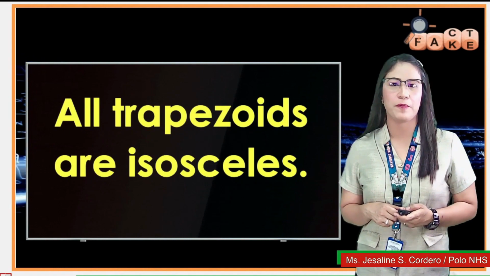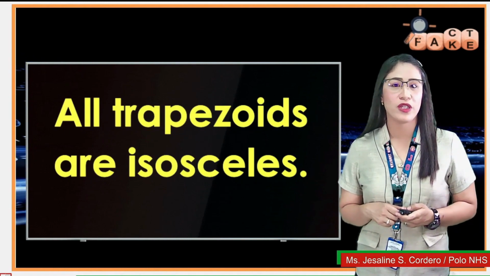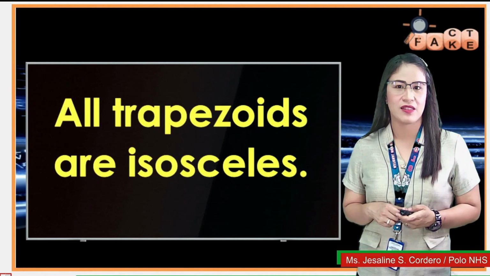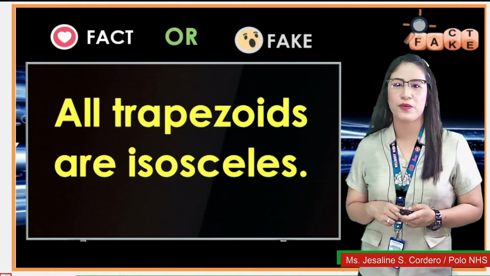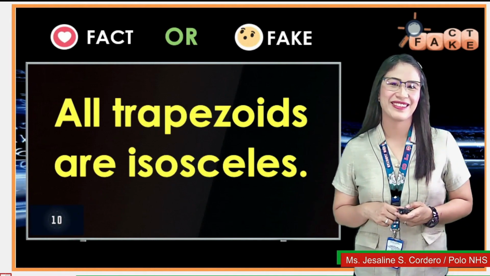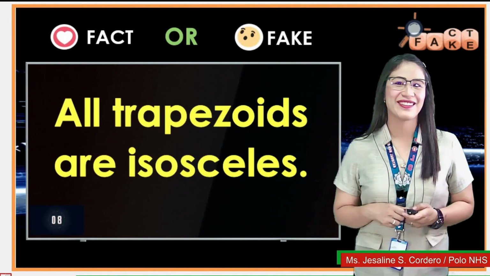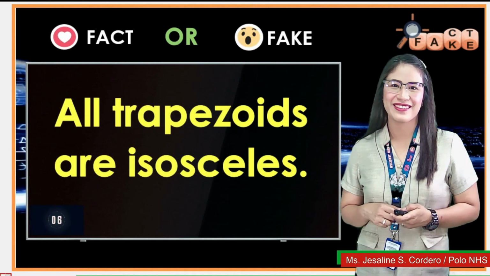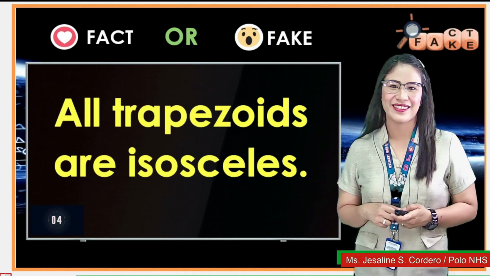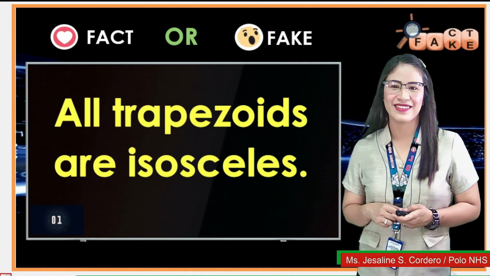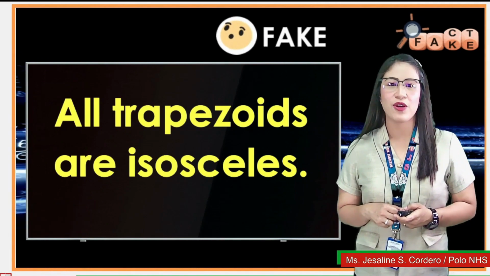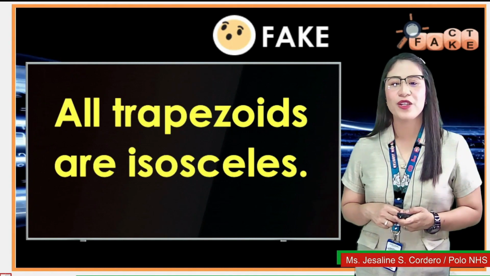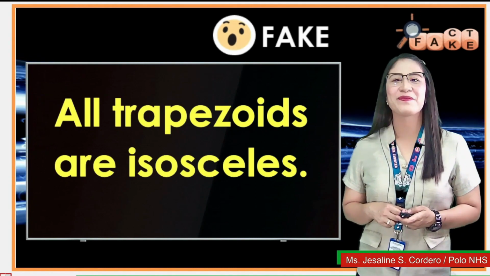Statement number 3. All trapezoids are isosceles. You have 10 seconds to answer. Go. Time's up. The correct answer is fake. You are doing great, students.